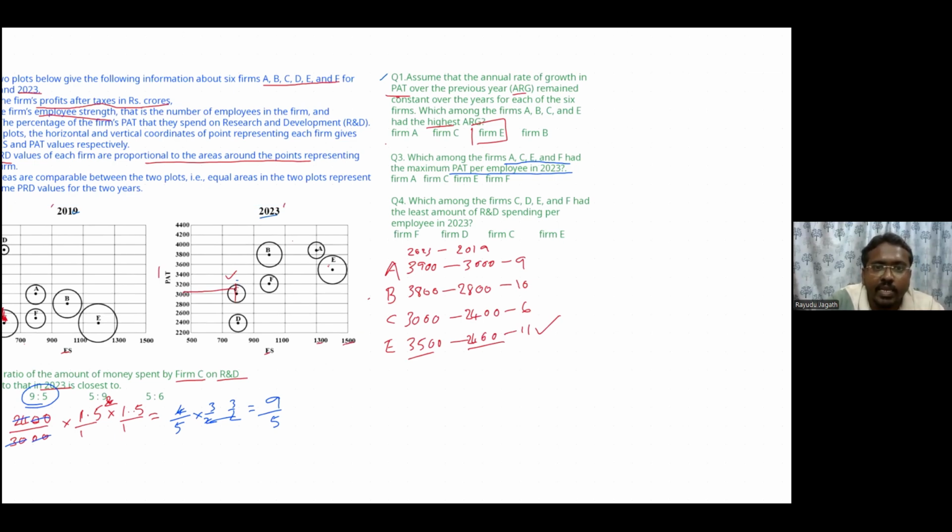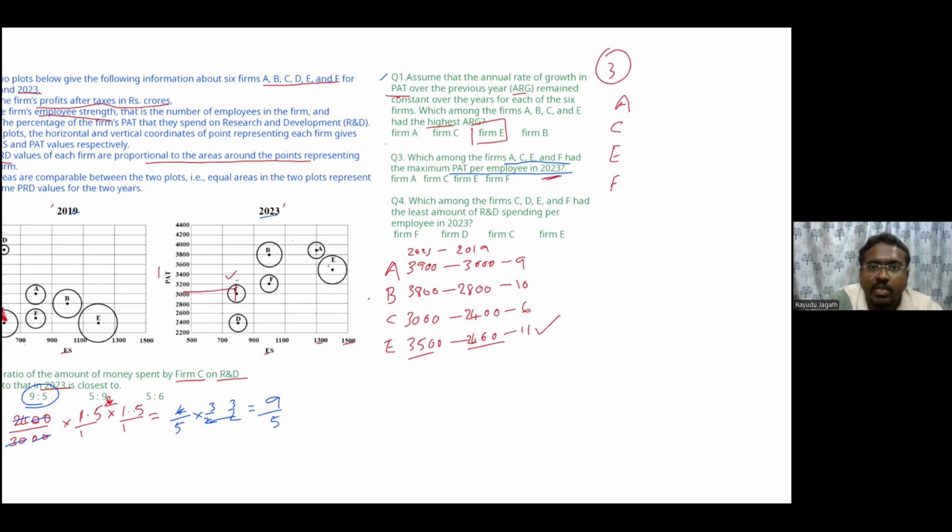For question number 3, first we consider A, then C, then E, and then F. A, C, E, F we have to consider for 2023. A is having a PAT score in 2023 between 3,800 and 4,000, so 3,900.